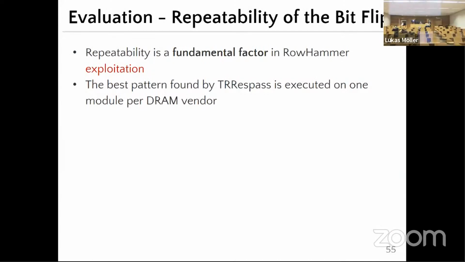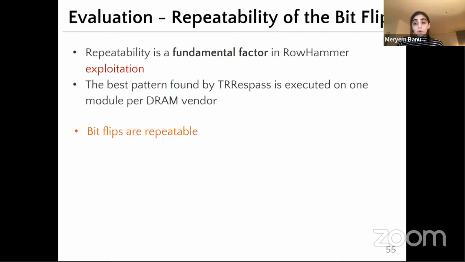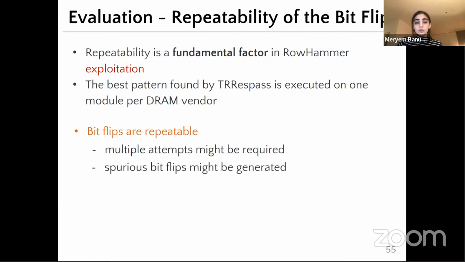The final evaluation metric the authors used is the repeatability of the bit flips, which is an important factor for RowHammer exploitation. For one module per DRAM vendor, the best pattern found by TRRespass for this specific module is executed multiple times. The experiment confirms that the bit flips are repeatable in a reliable way for all these modules. But it may require multiple attempts before obtaining the same bit flip again, and sometimes many other spurious bit flips might be generated by the same pattern.